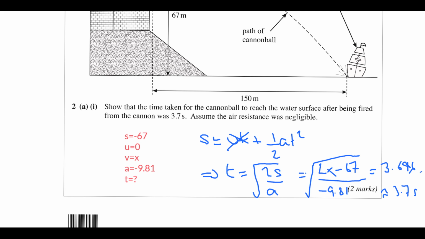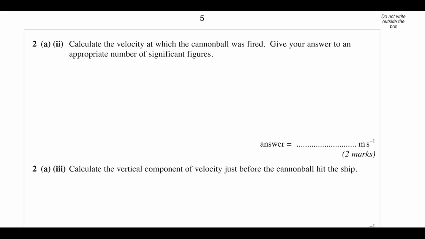Okay, so that's 2A part 1. So calculate the velocity at which the cannonball was fired. So we've got the flight time, and we know the distance in the horizontal direction it travels, that was 150 meters, and we also know the velocity is constant in the horizontal direction because there's no horizontal forces acting. So what we can do is use the equation v is s over t. Because velocity is constant, we can use this very basic form. We know it's 150 meters in the horizontal direction, and we know its initial velocity was in the horizontal direction. We know the time is 3.696 yada yada yada, giving us a velocity of 41 meters per second.